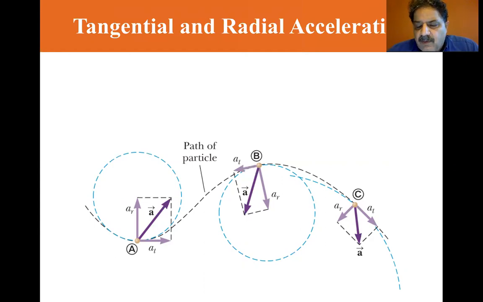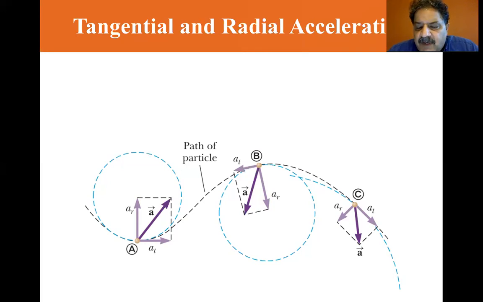Okay, let's consider a more general motion. The particle moves to the right along a curved path. The velocity changes both in direction and in magnitude. The velocity vector is always tangent to the path, and the acceleration vector A is at some angle to the path. At each of the 3 points, A, B, and C, the dashed blue circles represent curvature of the actual path at each point. The radius of each circle is the path's radius of curvature at each point. As the particle moves along the curved path, the direction of total acceleration vector A changes from point to point.